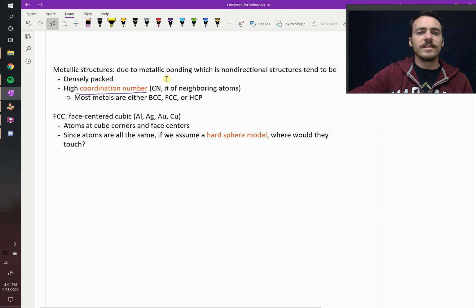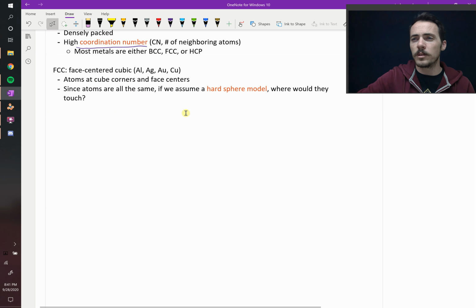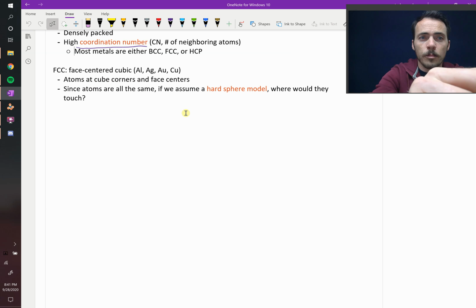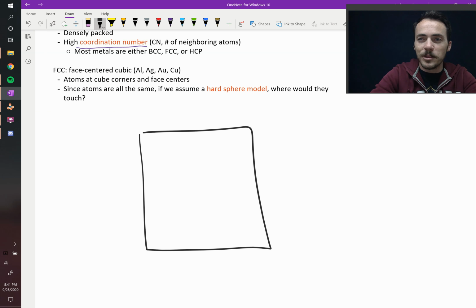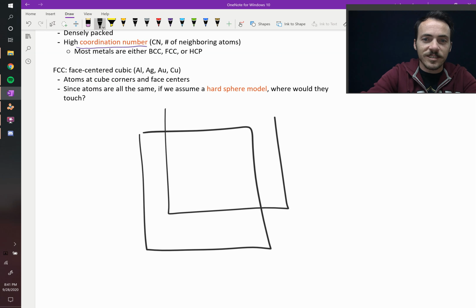Okay, so what is the FCC face-centered cubic structure? Well, important elements like aluminum, silver, gold, copper, these are all FCC or face-centered cubic. Here's how it works. Since these are in the cubic system, we're going to start by drawing a cube. If you haven't drawn a cube before, start with two squares. If you want, you can do it like this. Two squares just offset from each other, connect the corners.